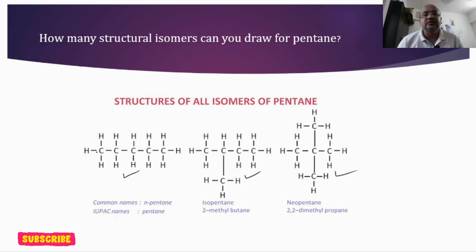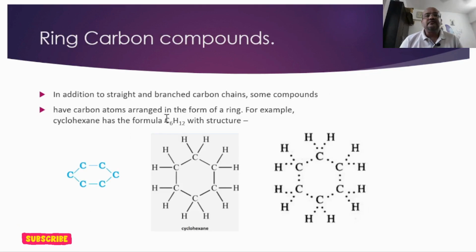Here you see, in a straight line you have written like this. So three are possible: n-pentane, isopentane and neopentane. The same way we have done for butane, in the same way you need to do here. The number of carbon and hydrogen remains the same, the molecular formula remains the same, but you get three structures in this case.